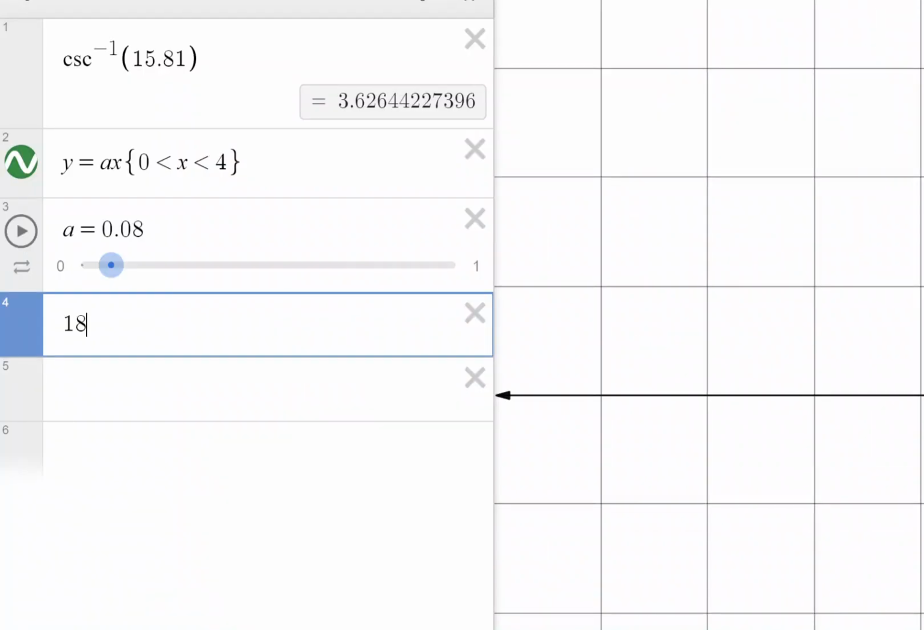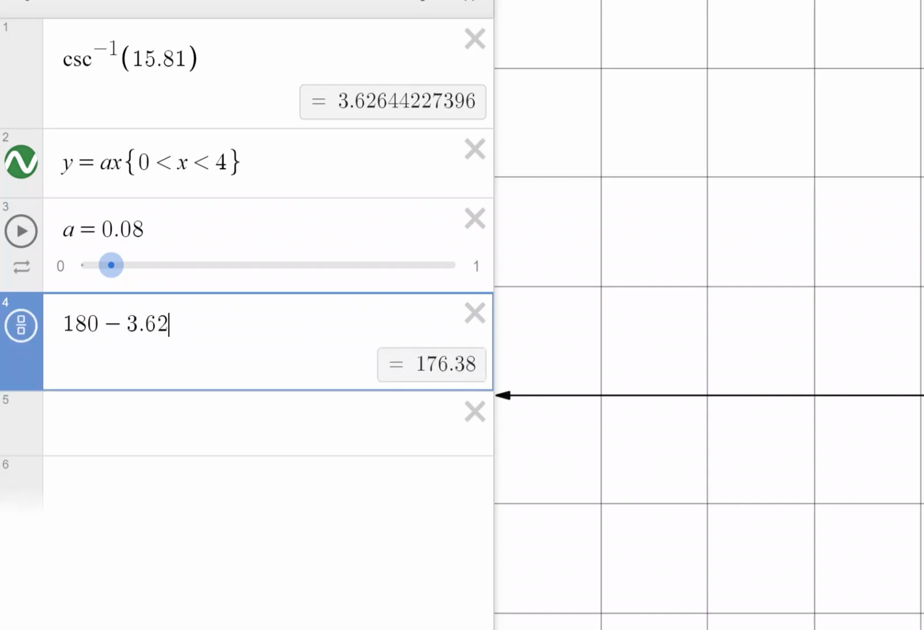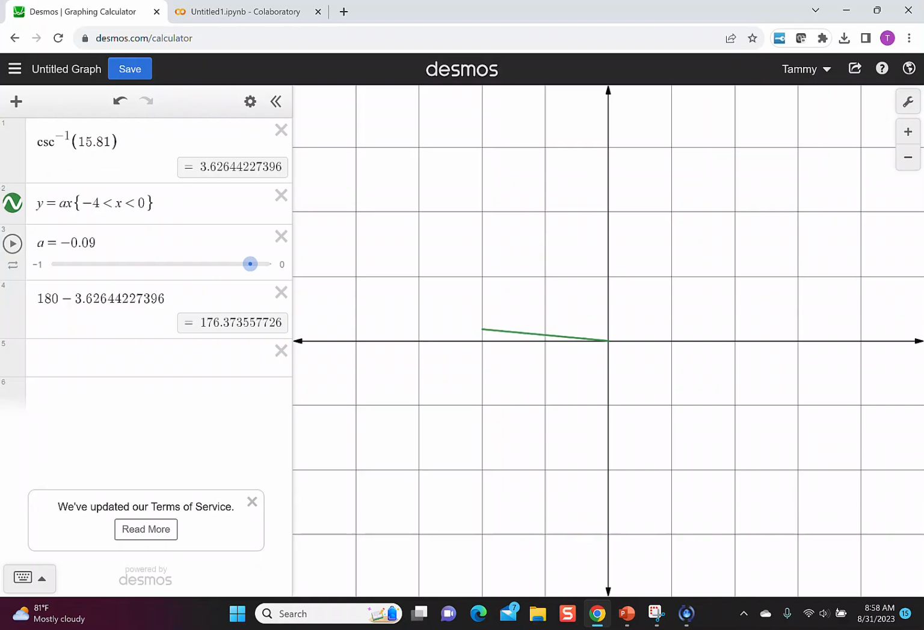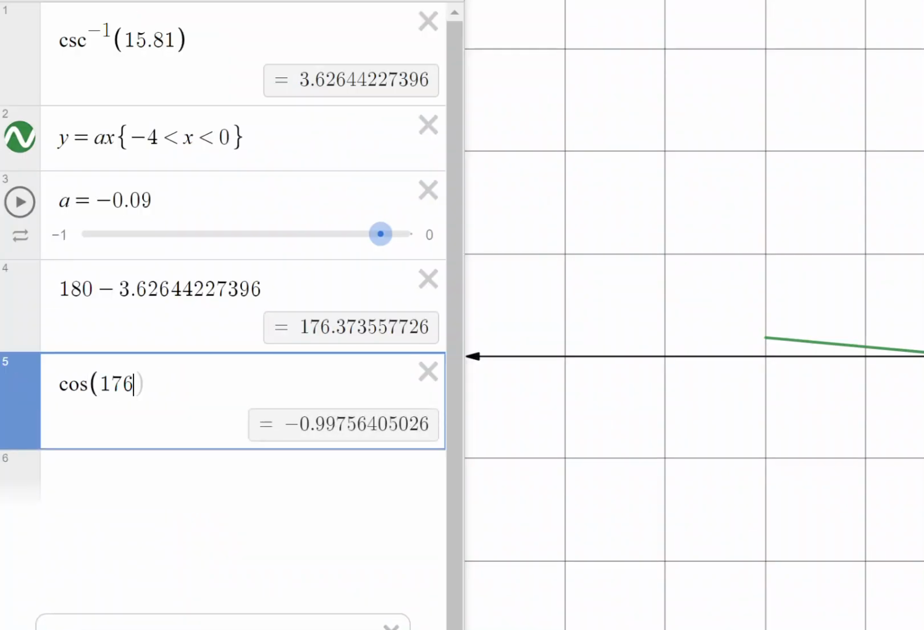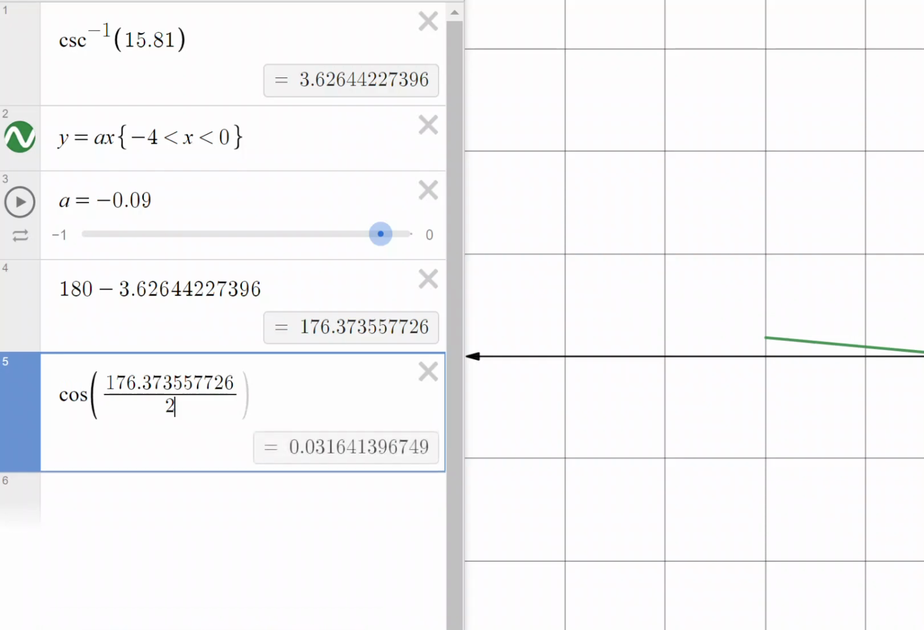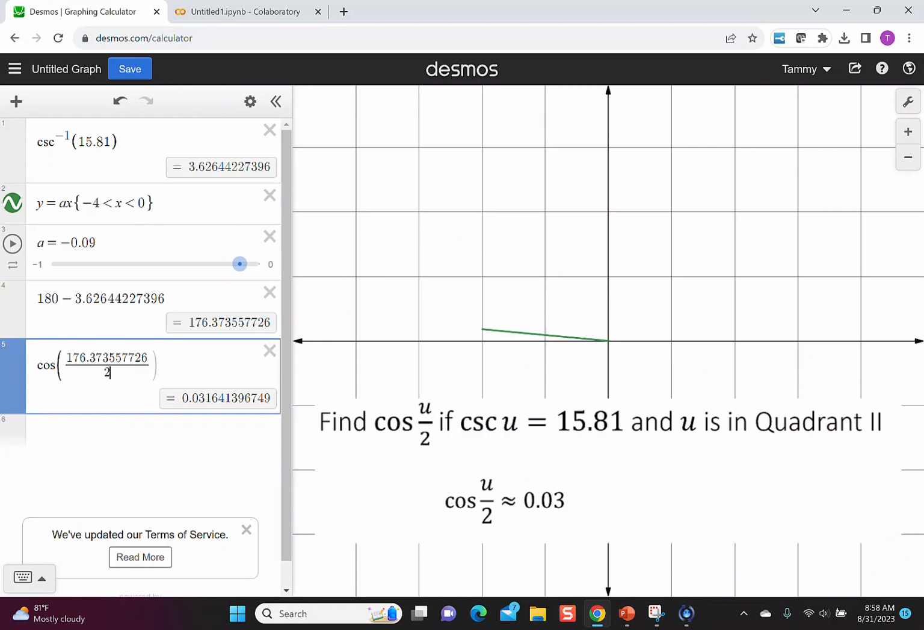To find our angle, we could take 180 and subtract 3.62644227396. This tells us our actual angle is 176.373557726. That moves our angle into quadrant 2, which is where we're supposed to be. Now that we have the correct angle, we can find the cosine of u over 2. I'll type in cosine of 176.373557726 and then divide by 2, and I get a value of 0.0316413967749, which we had rounded to 0.03 when we did the problem originally.